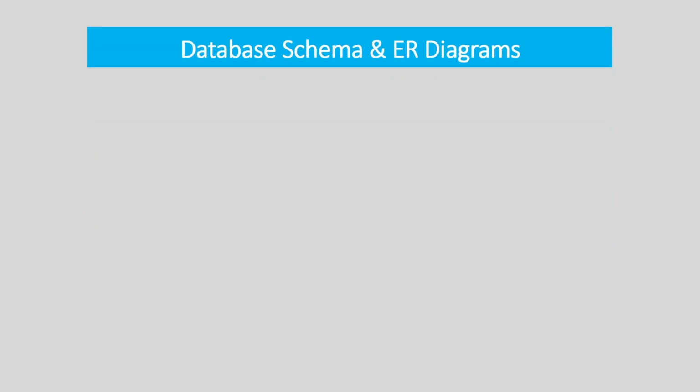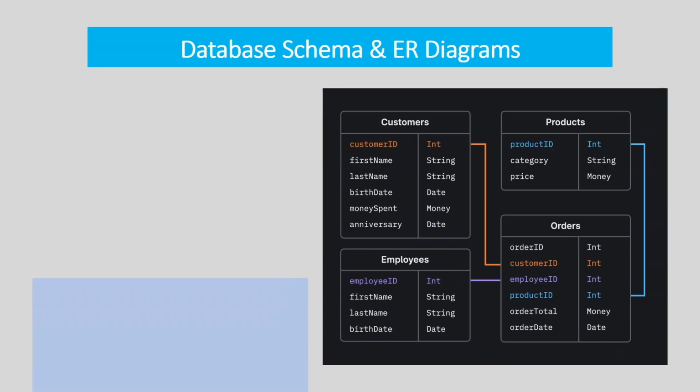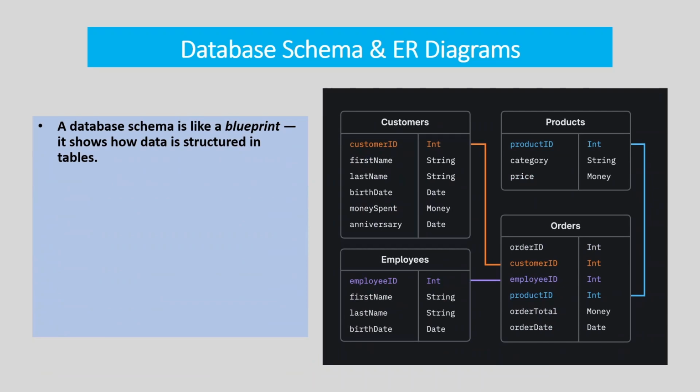First, we'll understand what is database schema and ER diagrams. A database schema is like a blueprint. It shows how data is structured in tables. As you can see in the example, we have 4 tables: customer, product, orders and employees. Everything is connected. So this is a basic database schema.